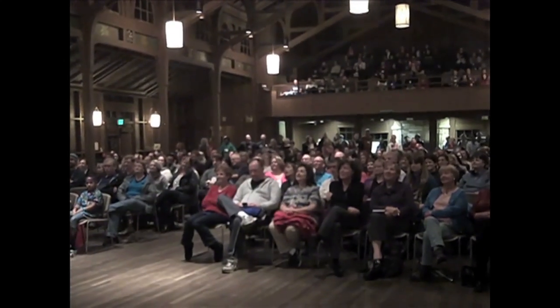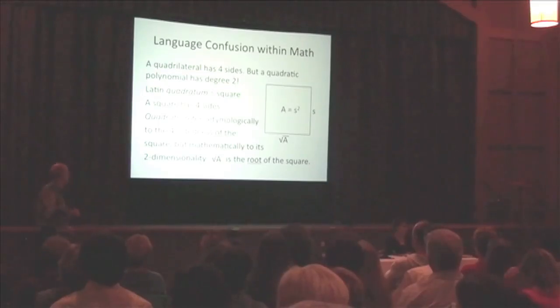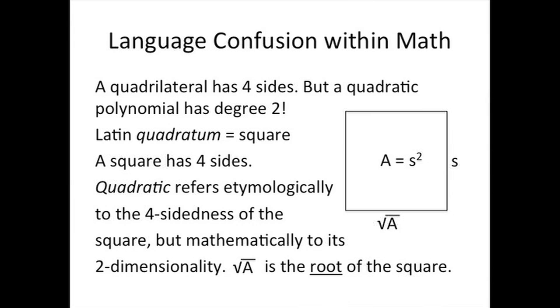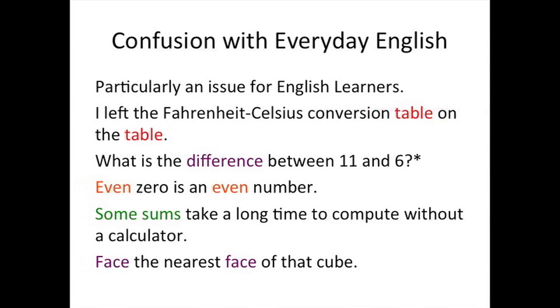Then there's language confusion within math. A quadrilateral has 4 sides, but quadratic polynomial has degree 2. How come? Well, it depends on whether you're talking about the number of sides or the dimension. And also, here's the square sitting on its root, the square root of the square. There's confusion with everyday language. I left the Fahrenheit Celsius conversion table on the table.